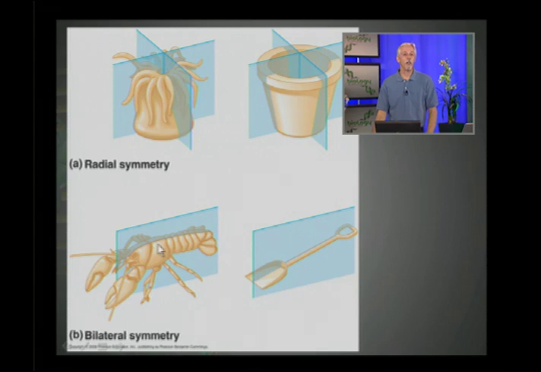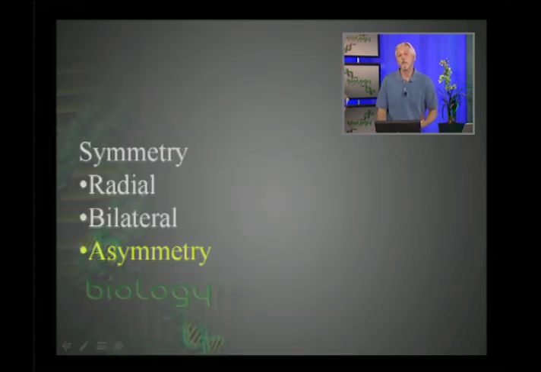Bilaterally symmetrical animals like you and I have a single plane of symmetry. There's only one way that we can divide that animal to get mirror images of one another. And still other animals, sponges in particular, lack symmetry. So this is rare among the animal kingdom, but there are a few that lack symmetry.